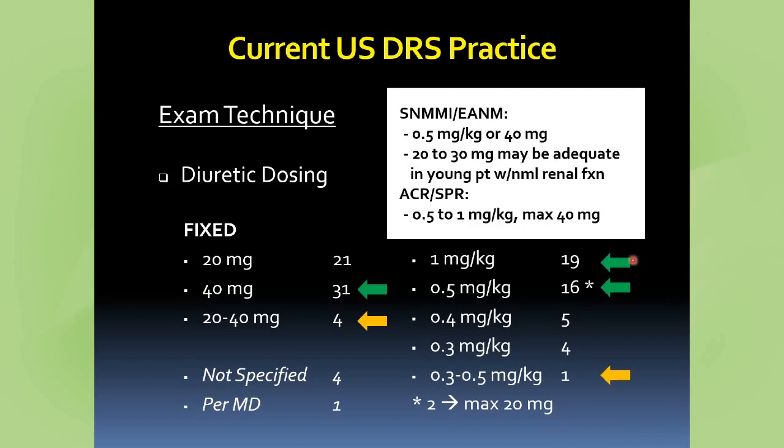So this is pointing out the ones that comply with the EANM, the Society of Nuclear Medicine, the ACR guidelines on that. And again, 20 to 30 milligrams may be adequate in a young patient with normal renal function. But these ones here with the orange arrows, you can see start to fall outside that. We're suboptimally dosing a good number of our patients.